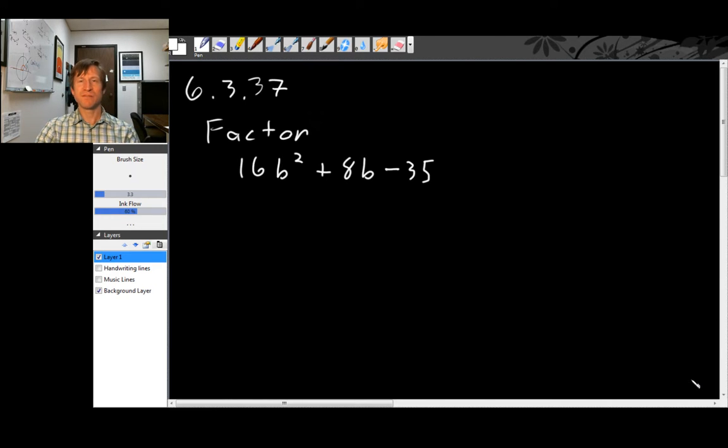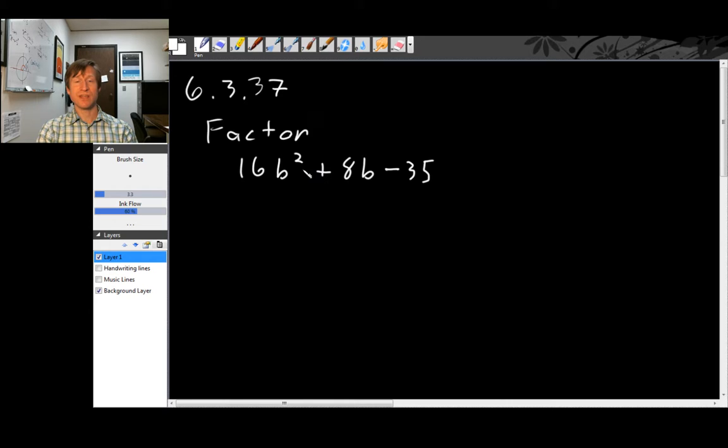Always when you're factoring, the first thing to do is look for a common factor. These three terms clearly don't have a factor of b in common, so now let's look at the coefficients. The first two coefficients are just powers of 2, so they only have factors of 2. And the third coefficient, 35, has a factor of 5 and a factor of 7, no factors of 2. So there are no common factors in this trinomial.